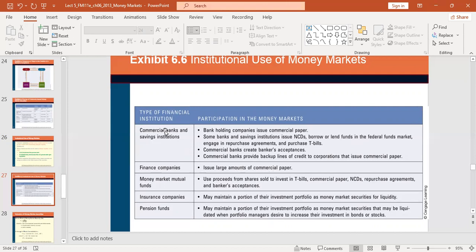So you can see that each of these financial institutions specializes in different aspects of the money market. But the commercial banks, for example, the main banks, the CIMB, they actually do a lot. They use the money market a lot. That is why you see a lot of functions for them here.